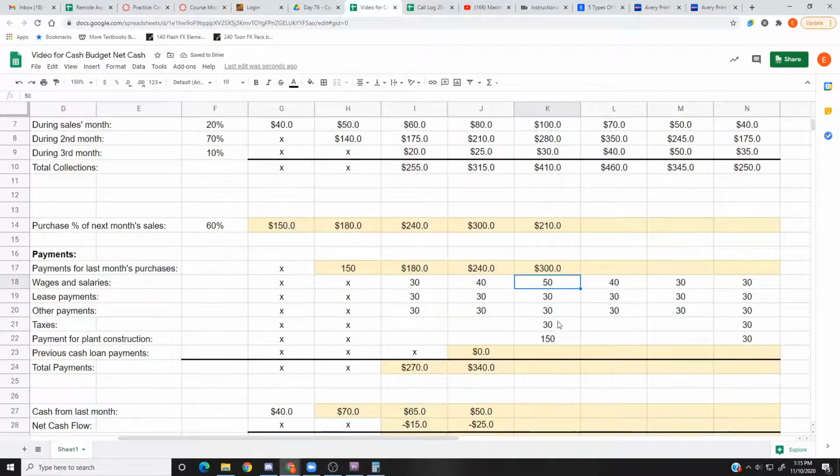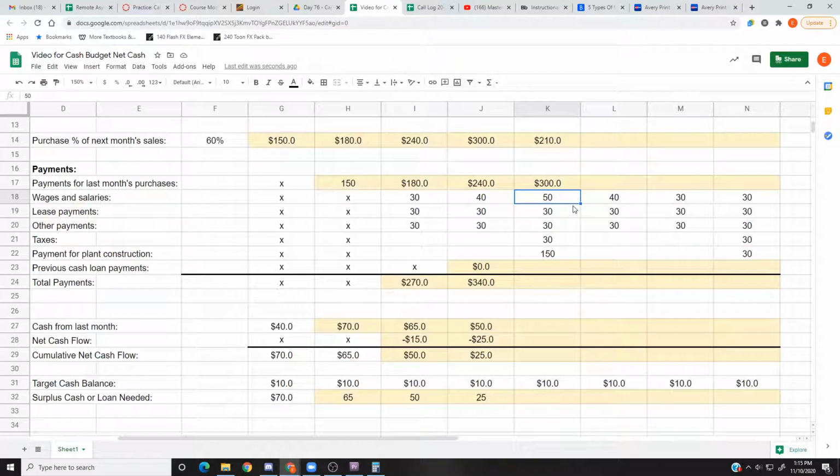Okay, then we got a lot of money being spent this month. We got wages and salaries, lease payments. We have to pay taxes quarterly, so there's my tax payment. And I also had to pay for a construction of a new plant that we're working on, a plant as in a factory. We're building a new factory, and we got to pay for that. So these things are making the price go up. So that's tough. That happens when you build new factories.